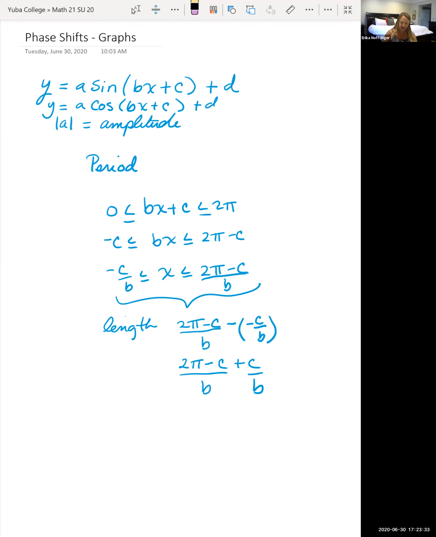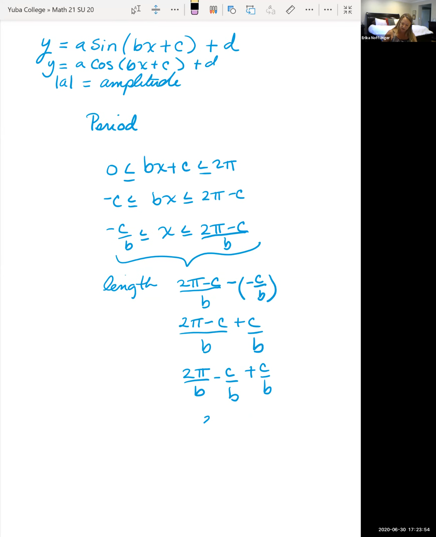Okay, so doing that, we can break this first term up into two separate fractions. And so this is 2 pi over b minus c over b plus c over b. But notice the negative c over b plus the c over b, those cancel. And so the length of our period is just 2 pi over b.